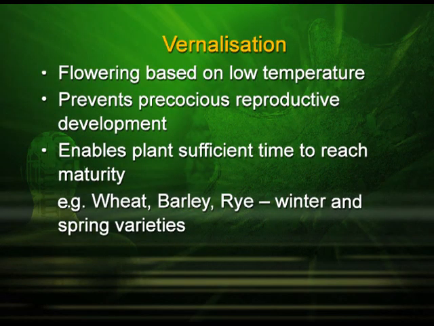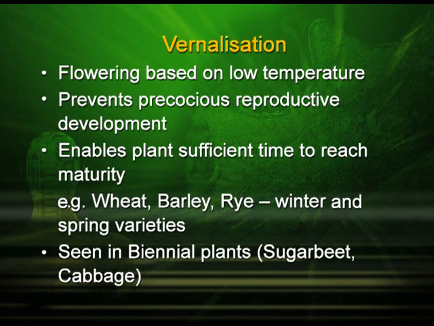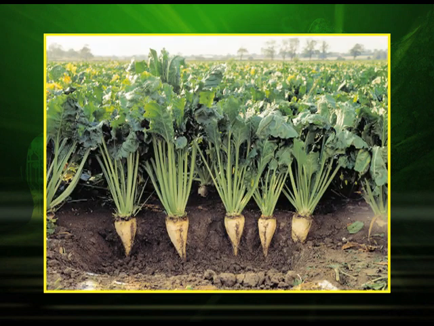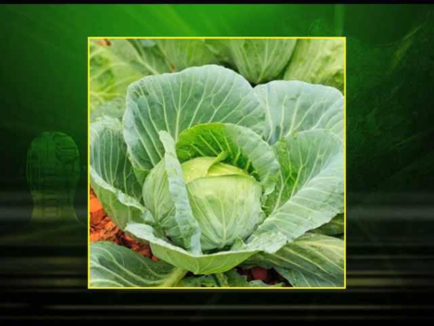Vernalization is seen in biennial plants like sugar beet, like cabbage, and again low temperature has its role to play. With this we have understood the PGRs and also photoperiodism and vernalization.